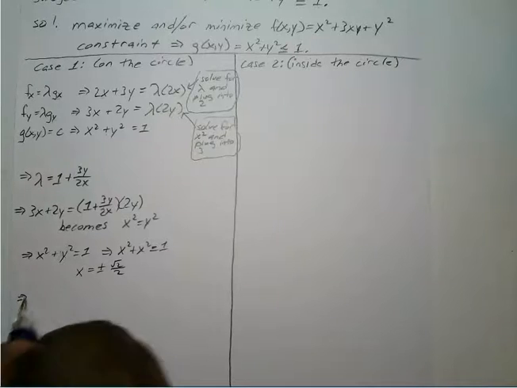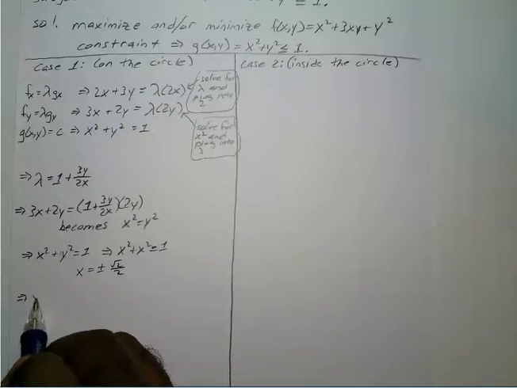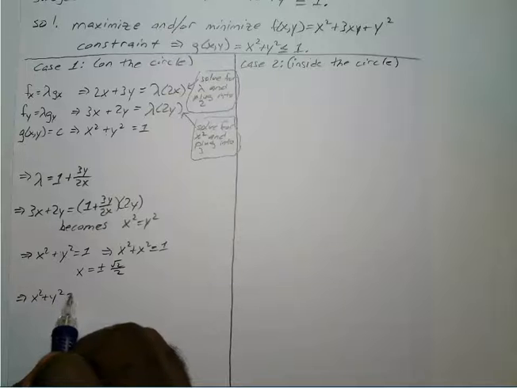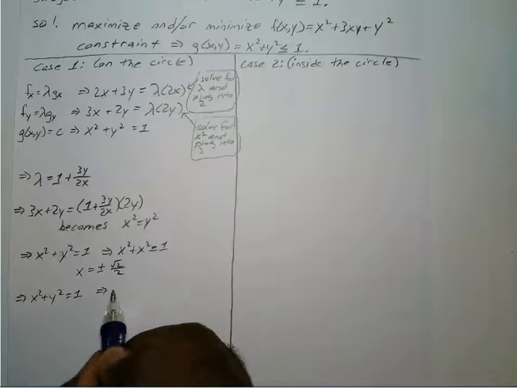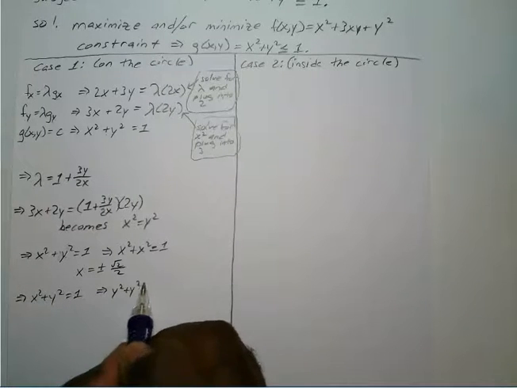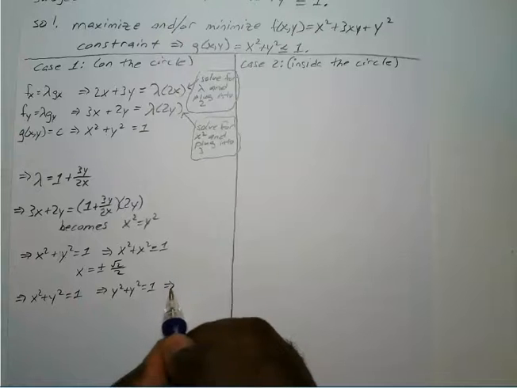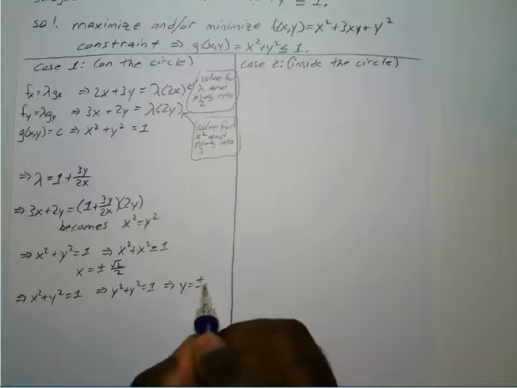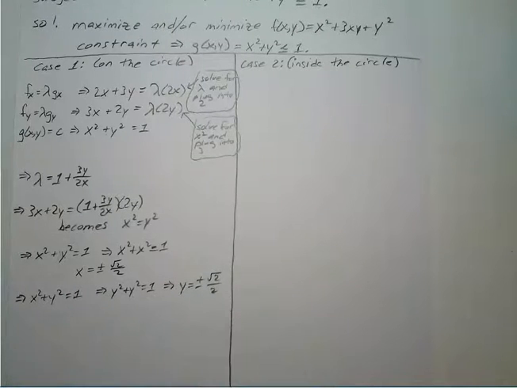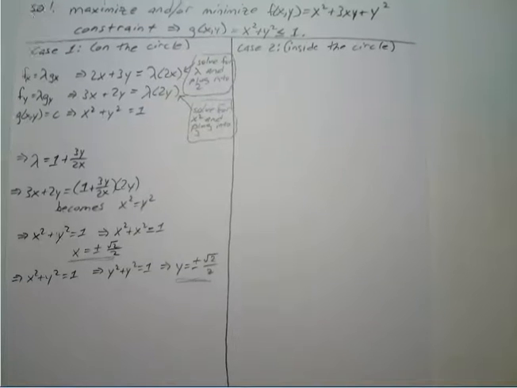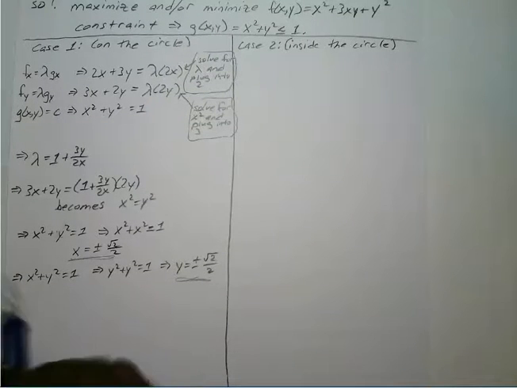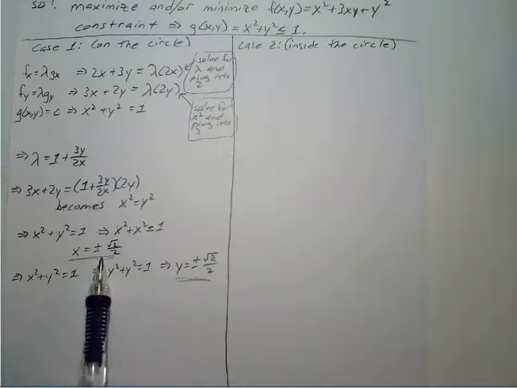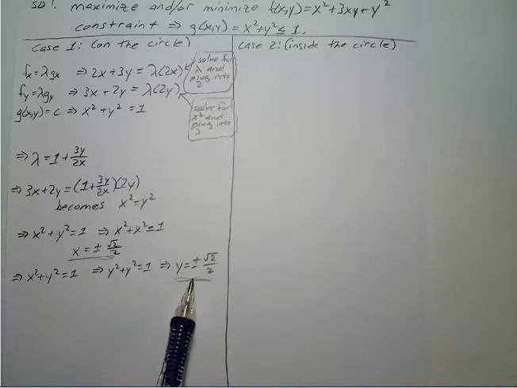And same thing with the y squared. x squared plus y squared equals 1, so y squared plus y squared equals 1, or y is equal to plus or minus square root of 2 over 2. So we have our x and we have our y. Now we plug all combinations, where both are positive, both are negative, into our original f of x, y.